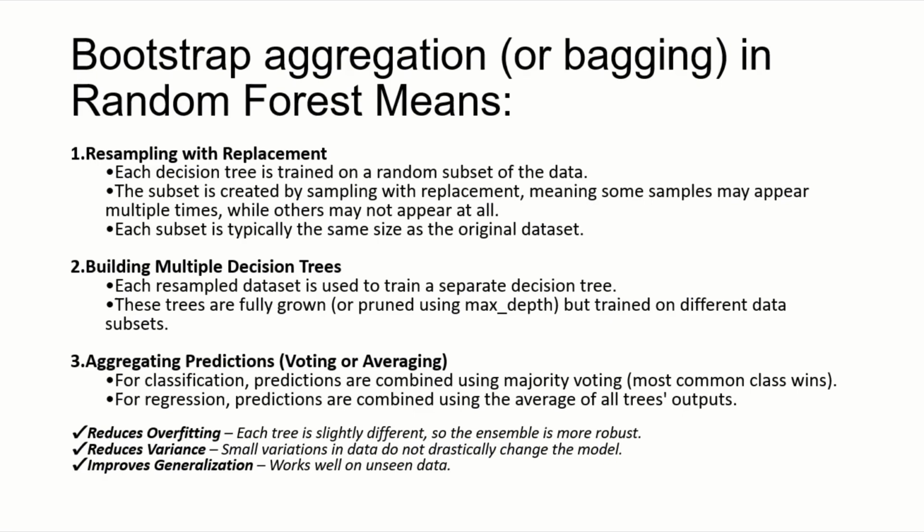And aggregating the predictions for classification is what we're going to be focused on in this course. Predictions are combined using majority voting, so the most common class wins. And the usefulness of Bootstrap aggregation is that it reduces overfitting, it reduces variance, and it improves generalization, so it works well on unseen data.